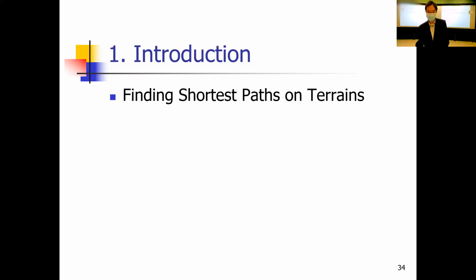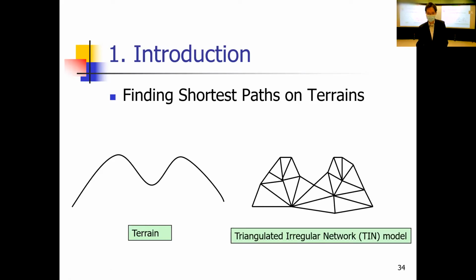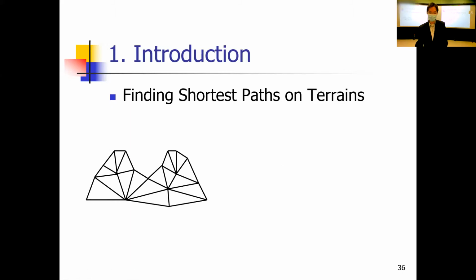Here is finding the shortest path on terrain. We have two mountains, just like a shape. Usually in computer science, we represent this in some form, for example, a triangular irregular network, or TIN, model like this. We have a lot of triangles to represent these two mountains. Now let's focus on these two mountains. Suppose that we have a source and also a destination.